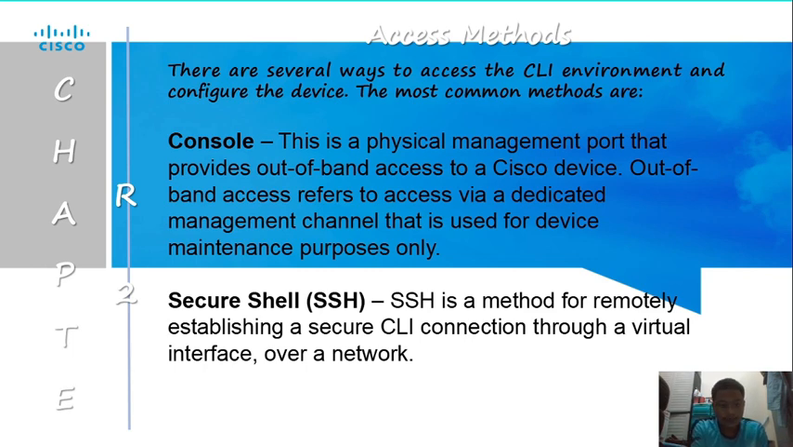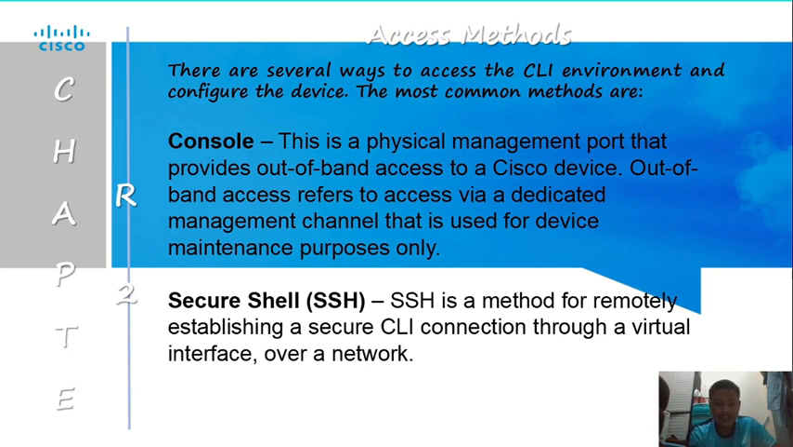Next is Console and Secure Shell, or SSH. There are several ways to access the CLI environment and configure the device. The most common methods are: the first is Console. Console is the physical management port that provides out-of-band access to a Cisco device. Out-of-band access refers to access via a dedicated management channel that is used for device maintenance purposes only.